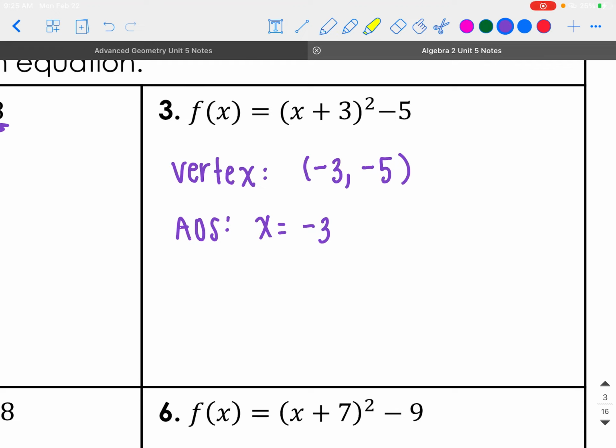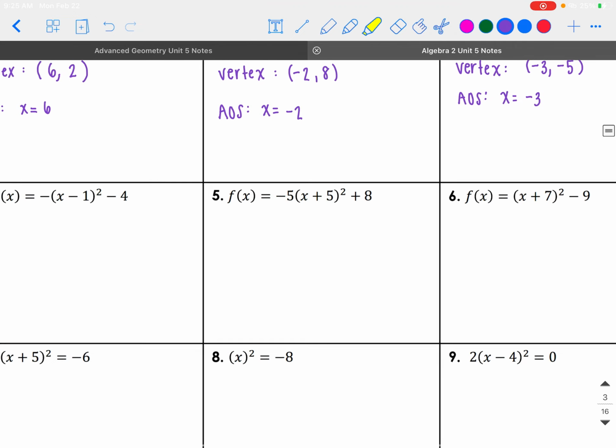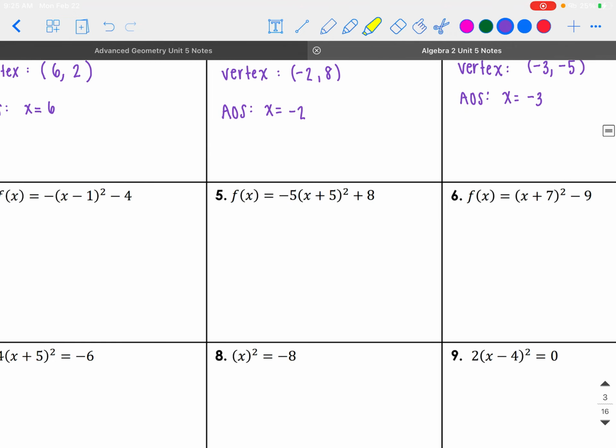So remember the x value, you take the opposite. So if it's a positive 3, you write down negative 3. If it says negative 3, you would write down a positive 3. I want you to pause the video and try numbers 4, 5, and 6 on your own. So pause the video and try to write out the answers.